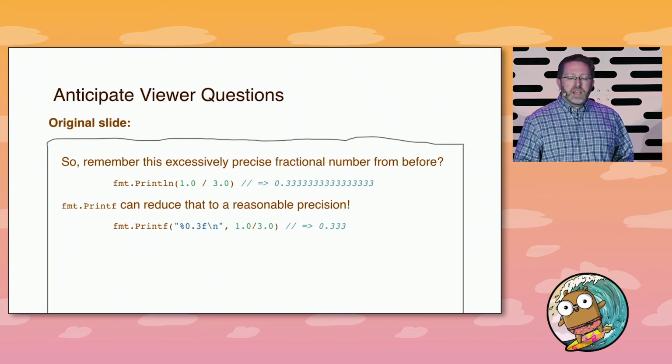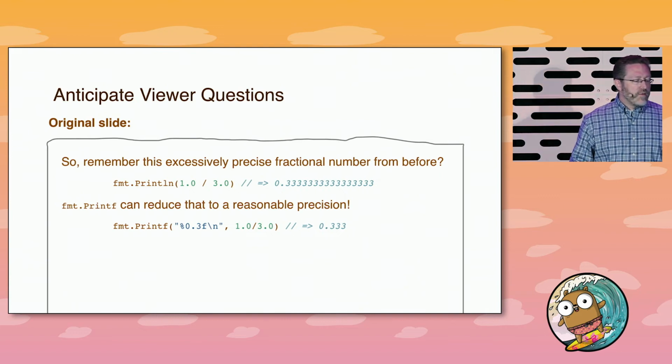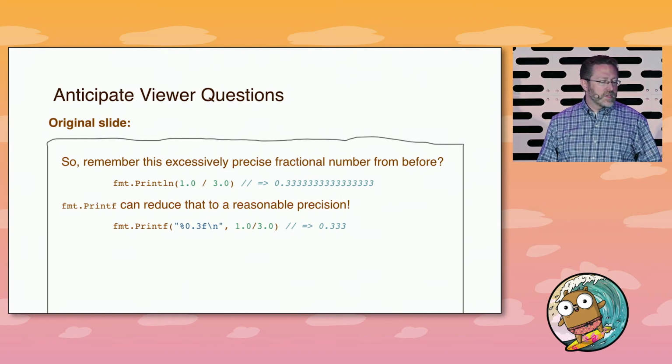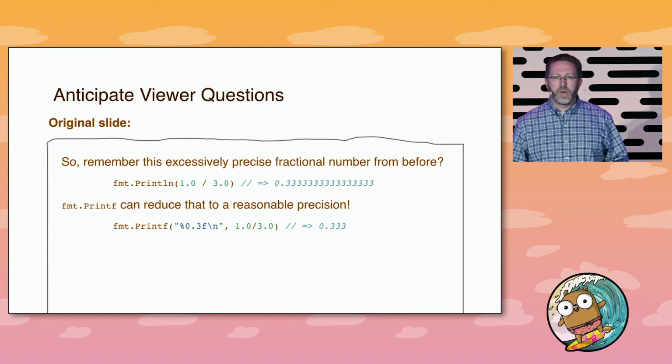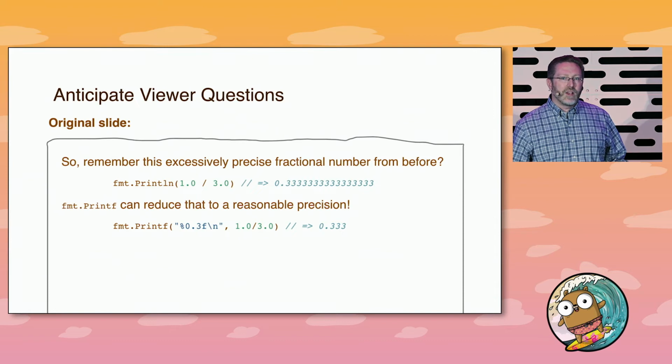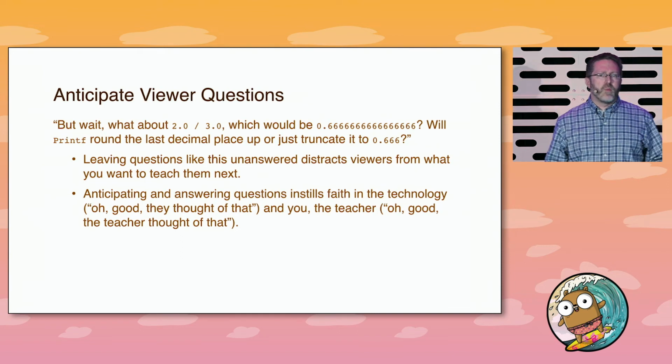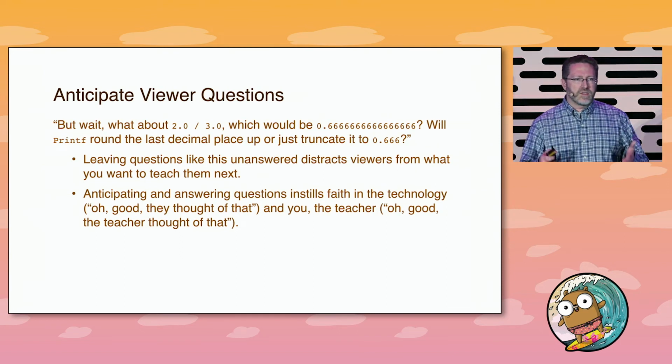It's important to anticipate viewer questions. So here, for example, we've got a use of printf to round an excessively precise floating point number to a certain number of decimal places. Well, that could create the question in the reader's mind. What happens? Does printf just truncate the number, or does it round it up where it's necessary?